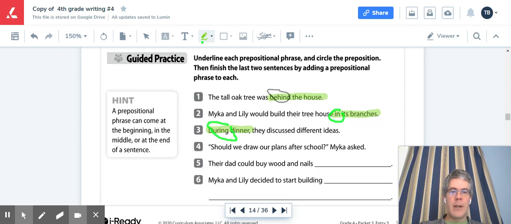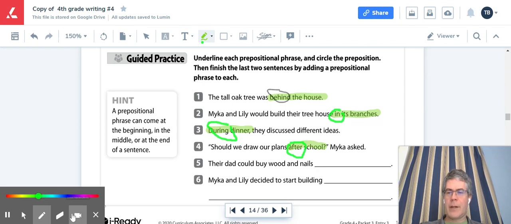Should we draw our plans after school? Micah asked. So should we draw our plans is a full sentence. After school tells you when Micah is asking if they should draw their plan. So after is the preposition, after school is the prepositional phrase.